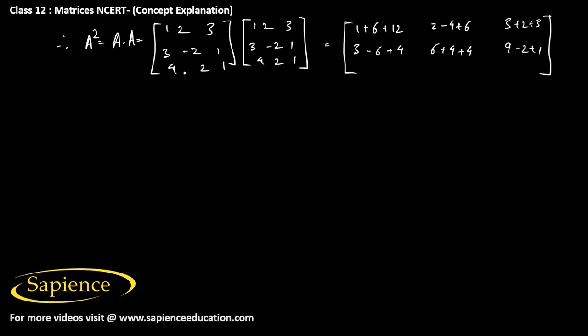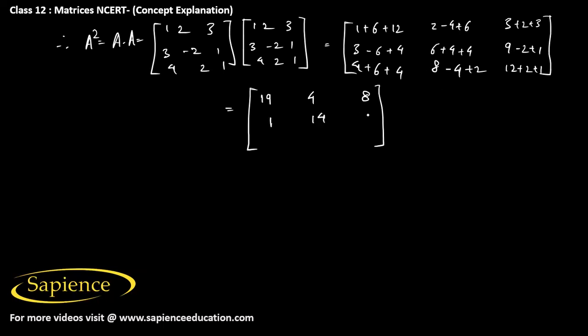Then third row and first column: 4 plus 6 plus 4. Then third row and second column: 8 minus 4 plus 2. Then third row and third column: 12 plus 2 plus 1. So therefore, the matrix A square will be equal to 12 plus 6, 18, 18 plus 1, 19. Then 6 plus 2, 8 minus 4, that is 4. 3 plus 3, 6 plus 2, that is 8. And then 3 plus 4, 7 minus 6, that is 1.